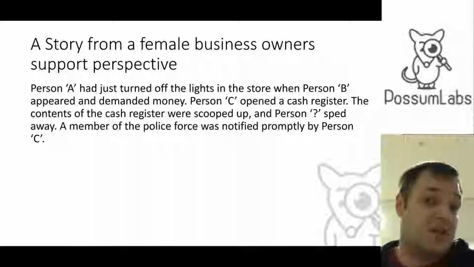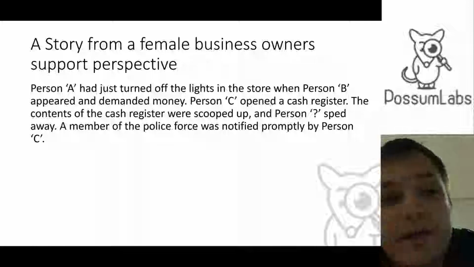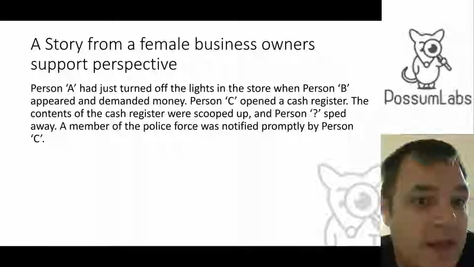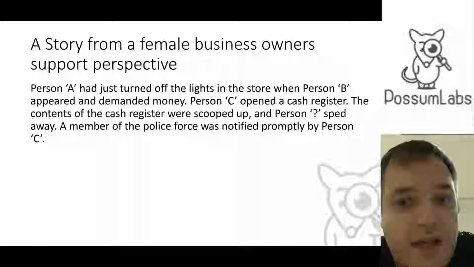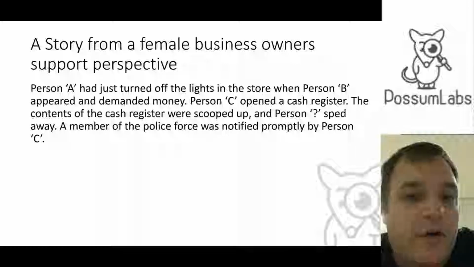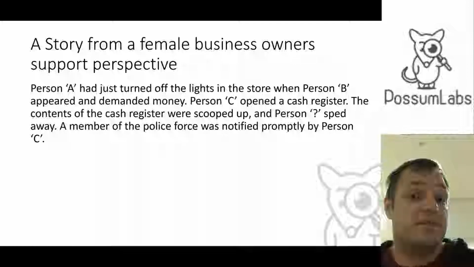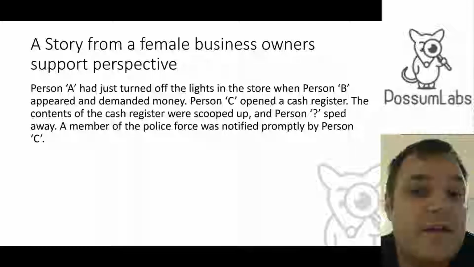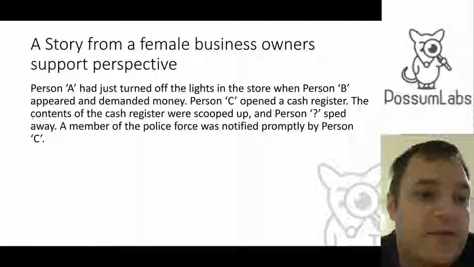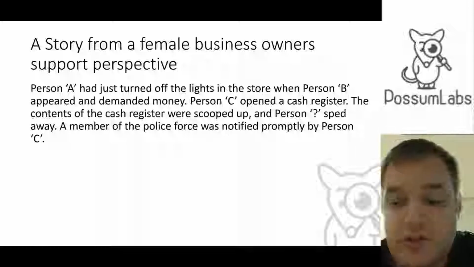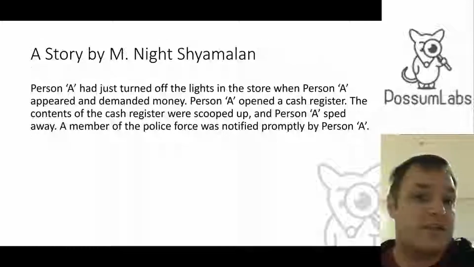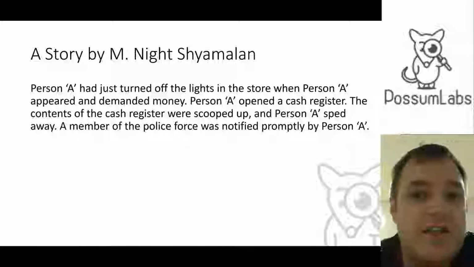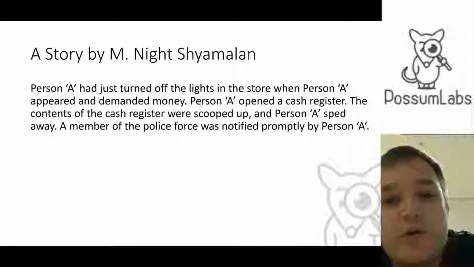For instance, here's another example. If you were working on software that supported female business owners, then if a businessman was turning off the lights and a man appeared and the owner opened the cash register, well, the owner is always a woman. So you would have noticed immediately that there's 3 people in the story. And again, that all comes down to what perspective you would read this particular story with. The only way you can really be certain about what's going on in these stories is when you have a perspective like this. If you work for M. Night Shyamalan, then you would have known it's person A all along. There never was anyone else.